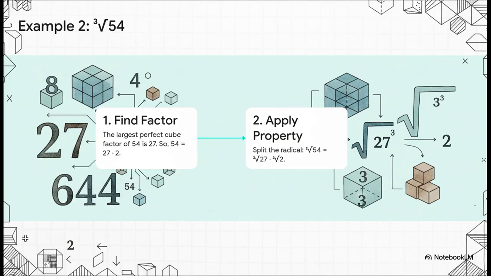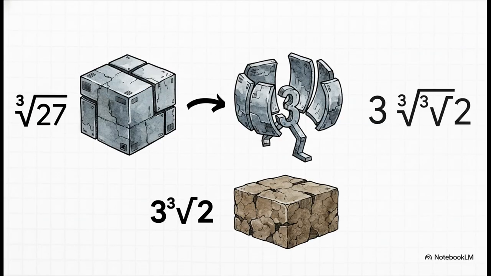And you know what? This works for any kind of root. Let's try the cube root of 54. This time we need to look for perfect cubes, like 8, 27, 64. Well, turns out the biggest perfect cube that divides into 54 is 27. So we just split it into the cube root of 27 times the cube root of 2. The cube root of 27 is 3, so the 3 gets to come outside. The poor little 2 is left behind inside the radical. So our final answer is 3 times the cube root of 2. You starting to see the pattern here? It's the same process every time.